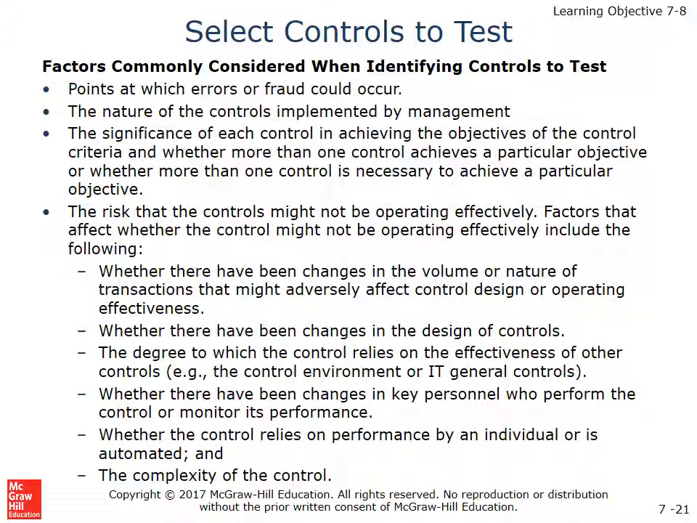Once you've identified your entity level controls, found your significant accounts and disclosures, and understand where misstatement may occur, now you can select what you want to test. Factors commonly considered when identifying controls to test: Did you find any points at which errors or fraud could occur? You may want to test that. The nature of the control implemented by management. The significance of a control in achieving the objective. Is it an important control?